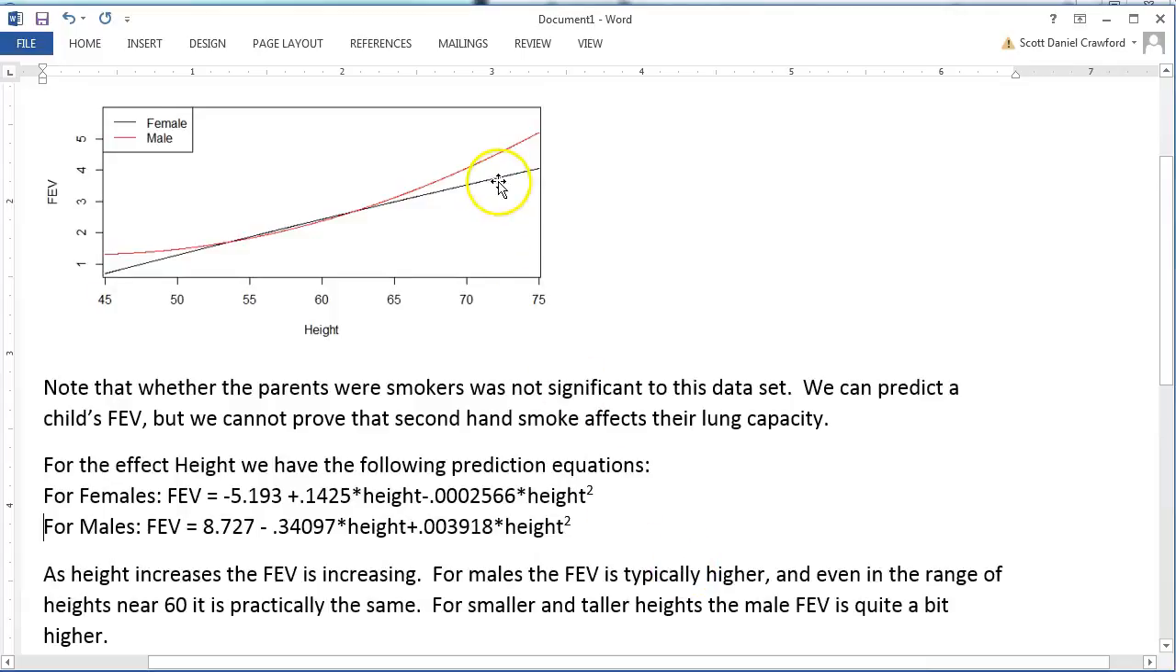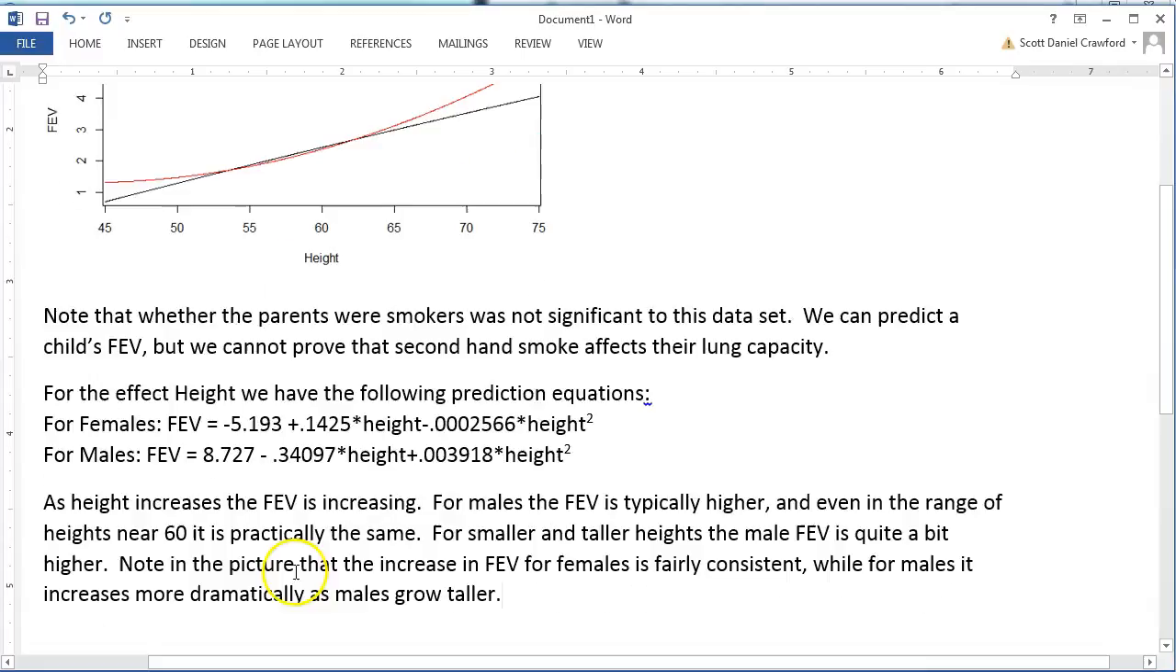Here's what I'm going to do. I'm going to mention that usually males are higher, and here it's practically about the same, right? Statistically, they might be different, but in practicality, those are about the same. So, in the smaller and taller heights, the male FEV is quite a bit higher. And then I'm going to try to mention that curvature. For the females, there's not much curvature there. For males, the curvature means their FEV is increasing more dramatically as they get taller.